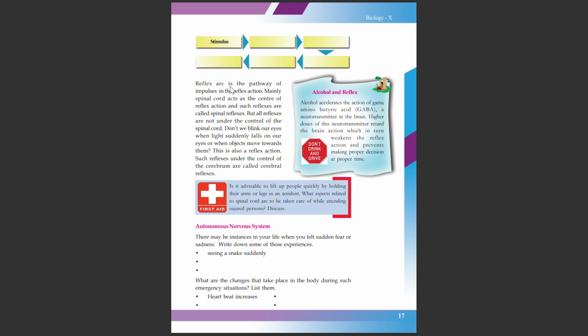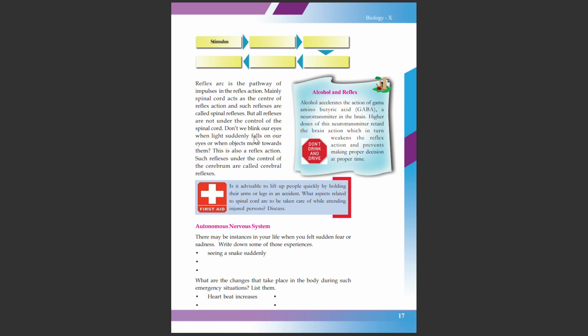Mainly, the spinal cord acts as the center of the reflex action. Not the brain, but the spinal cord acts as the center of the reflex action. And such reflexes are called spinal reflexes. But all reflexes are not under the control of the spinal cord. But mainly, this is the place where reflex actions take place.